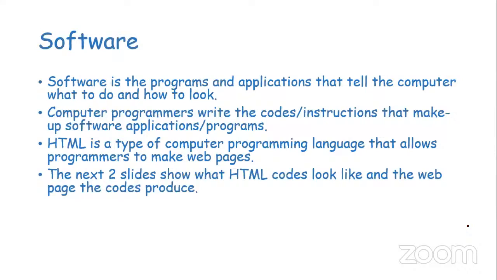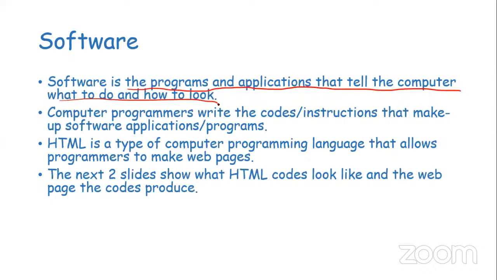Okay, so now that you know all about the hardware, what is a software now? A software is the programs and applications that tell the computer what to do and how to do it or how to look. So you have a hardware, you have a body. Without a software, it's not living, it's not doing anything, it's not functioning. So you need to put in a software, and then the software will now tell the computer what to do, and where to look for information and so forth.